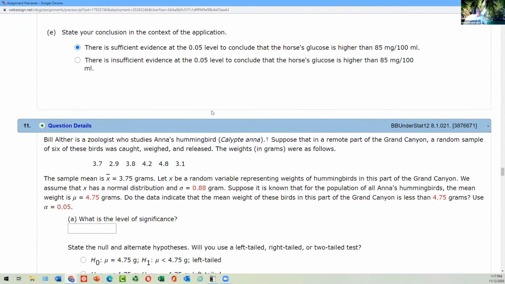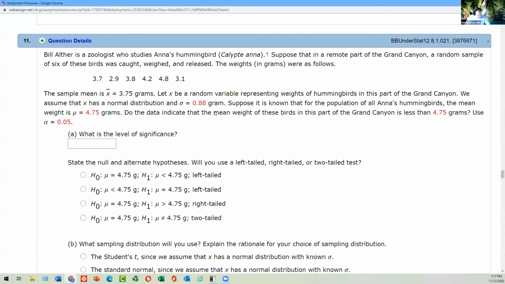Now, since this thing is up and running, this is going to be question 11. And this is about a hummingbird. In this case, they got 2, 4, 6 hummingbirds. Their mean weight is 3.75. If I read on a little bit further, sigma is 0.88. And if I read on a little bit further, right at the end, the significance level is 0.05.